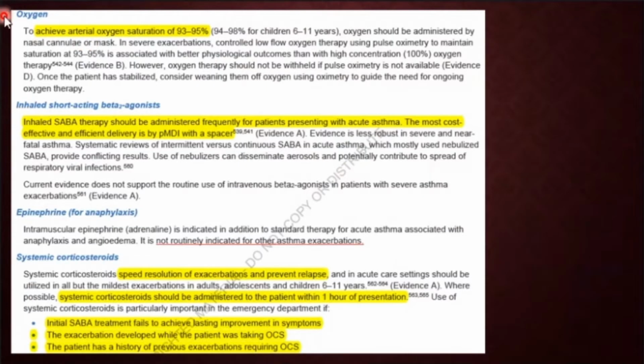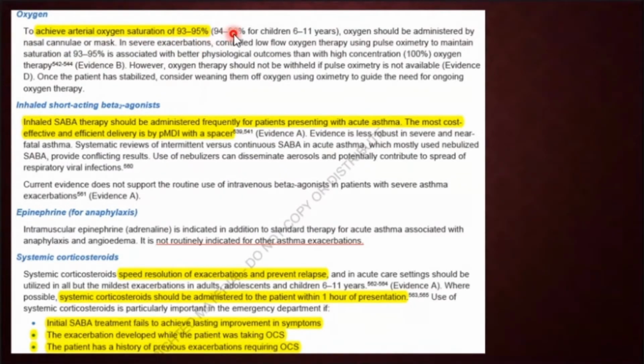Among the drugs used in exacerbation, again, oxygen. Here, oxygen is a drug. We should use oxygen as a drug, not as any other support. Our main goal is to maintain a saturation of 93 to 95. And usually we give it by nasal prong.